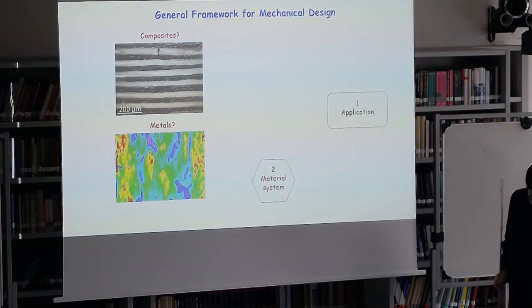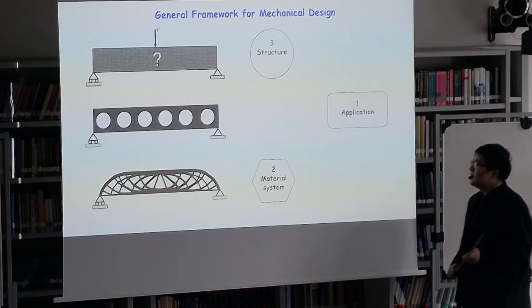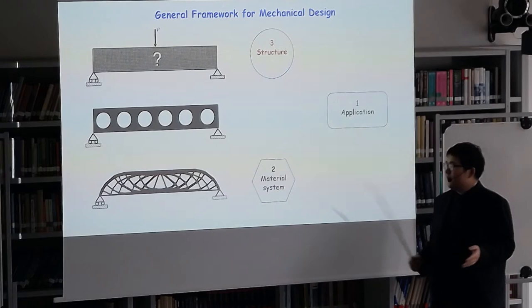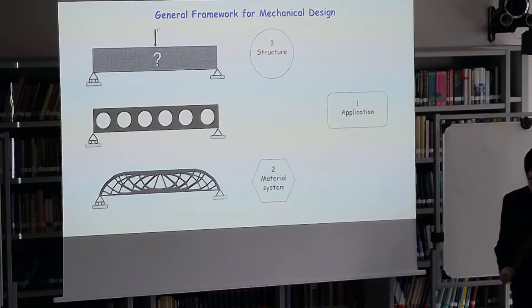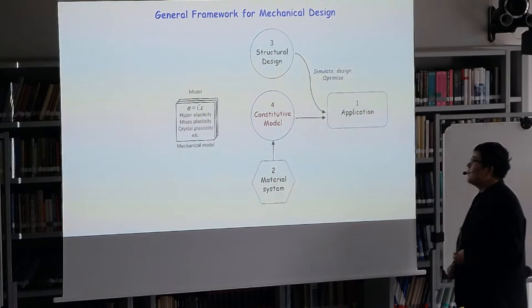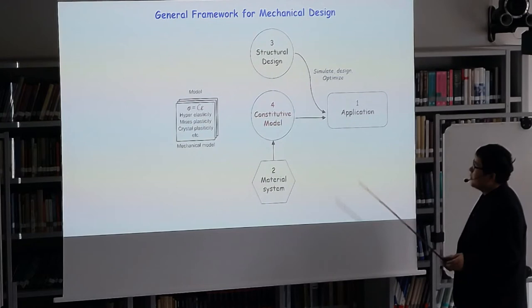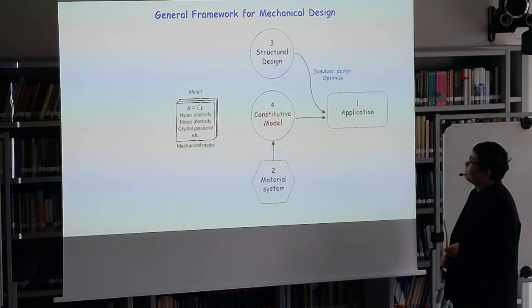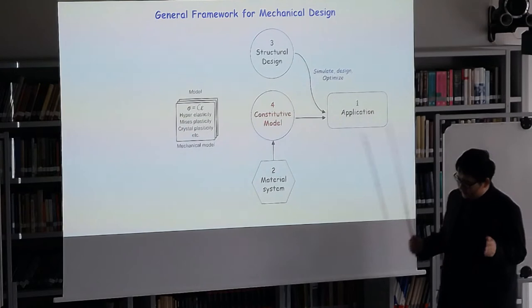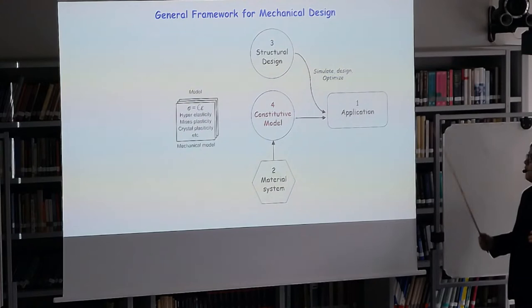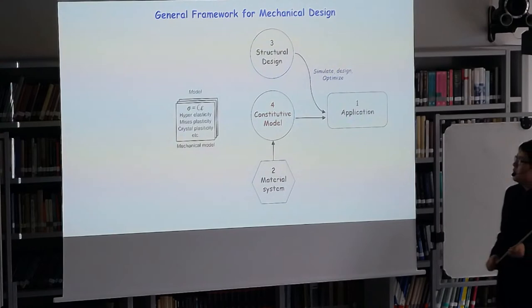And afterwards, we need to consider what is the structure that might fulfill our task. By saying structure, I mean the shape and topology of our engineering designs. And once we have our material and structure at hand, we need a third critical role or map, which is what we call the constituent model, which basically bridges my material and my structure. And afterwards, the so-called design is basically an optimization problem where we're trying to maximize our performance and at the same time minimize our cost. So my topic today is mostly focusing on this constituent model.